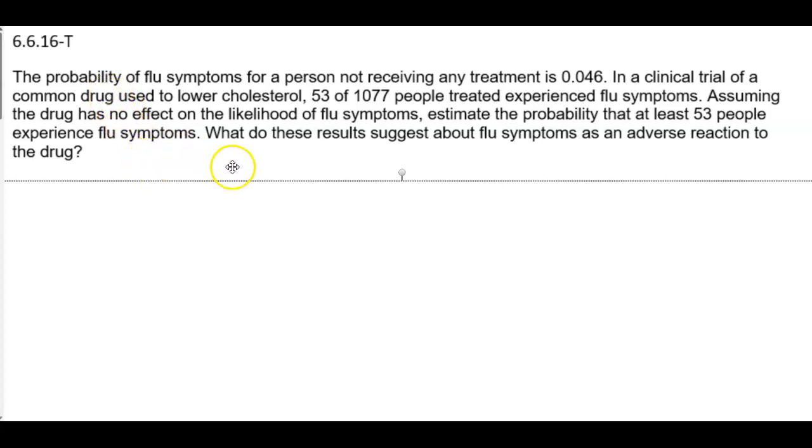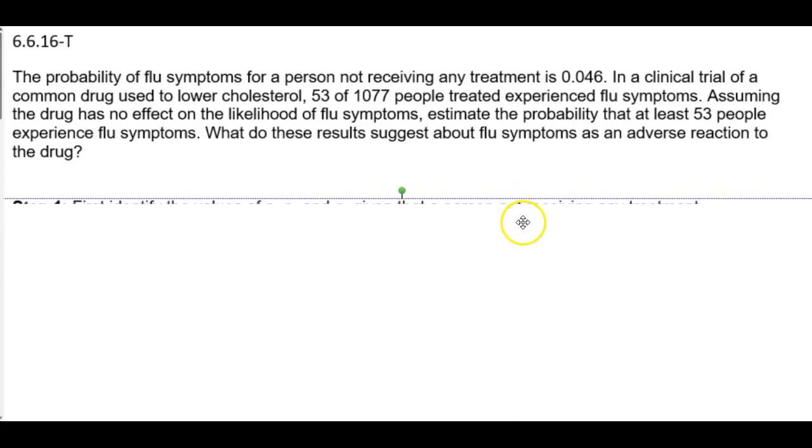The probability of flu symptoms for a person not receiving any treatment is 0.046. In a clinical trial of a common drug used to lower cholesterol, 53 of 1,077 people treated experienced flu symptoms. Assuming the drug has no effect on the likelihood of flu symptoms, estimate the probability that at least 53 people experience flu symptoms. What do these results suggest about flu symptoms as an adverse reaction to the drug?